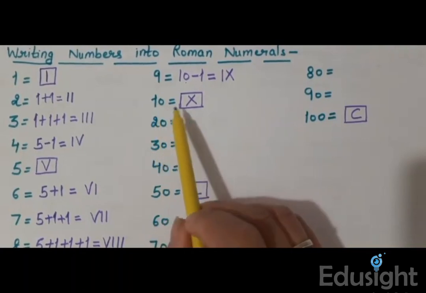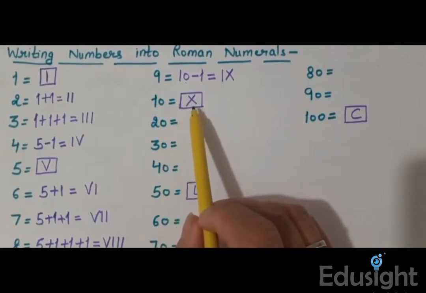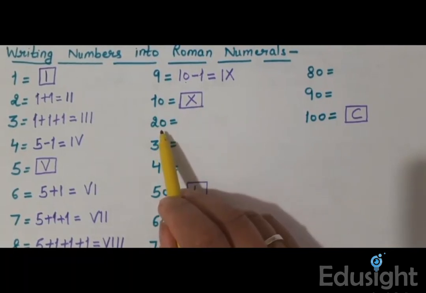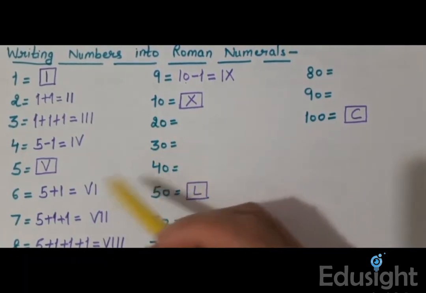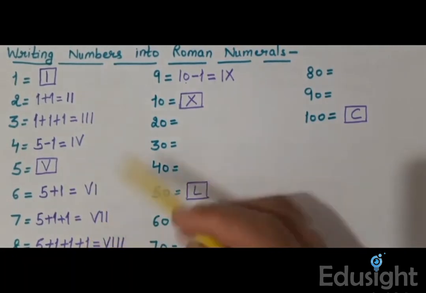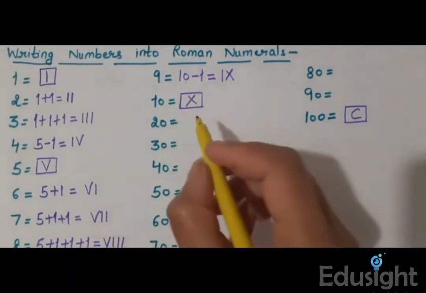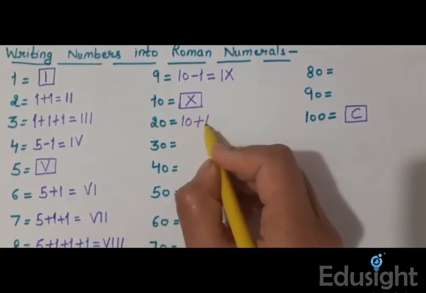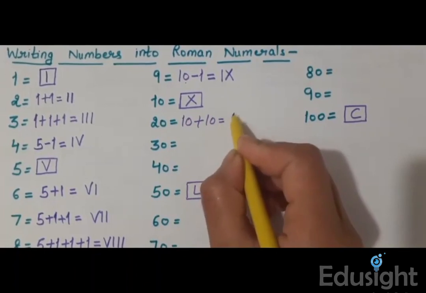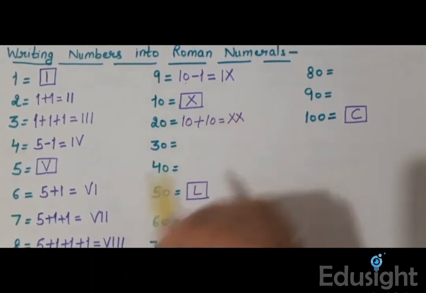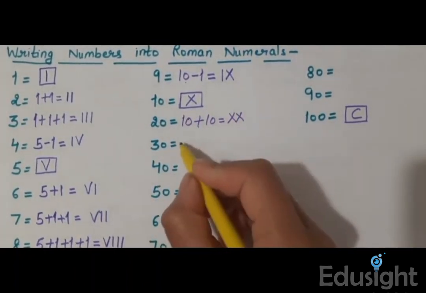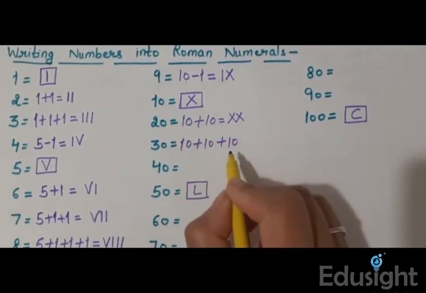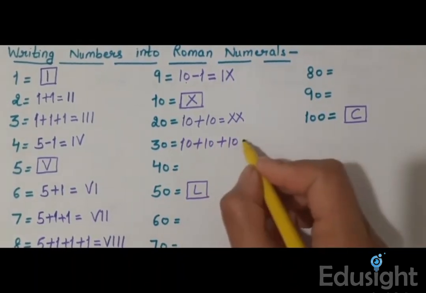Next is 10, which is X. The symbol for 10 is X. Next 20. 11 to 19 you can do in similar way, right? 20 we can repeat or we can add 10 2 times, right? Which is XX. Similarly, we can write 30. 10 plus 10 plus 10. We have done this in the rules. Remember?